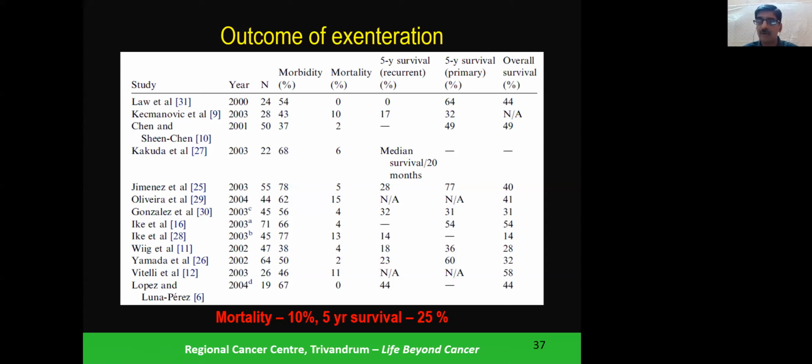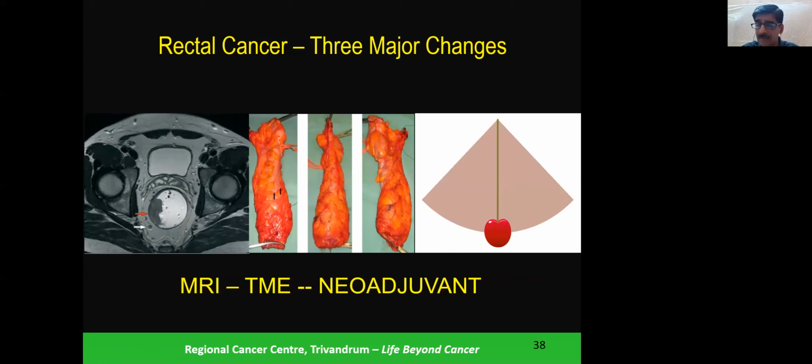Now, the third change, or the most important change that has taken place as far as rectal cancer is concerned, is, as I said initially, the change from the adjuvant setting to the neoadjuvant setting. We should all be very sure about the concept of neoadjuvant radiation in rectal cancer, because the patient comes to us and we are the people who should be deciding what the treatment should be, what neoadjuvant treatment our patient is going to get, and when we can operate on this patient.